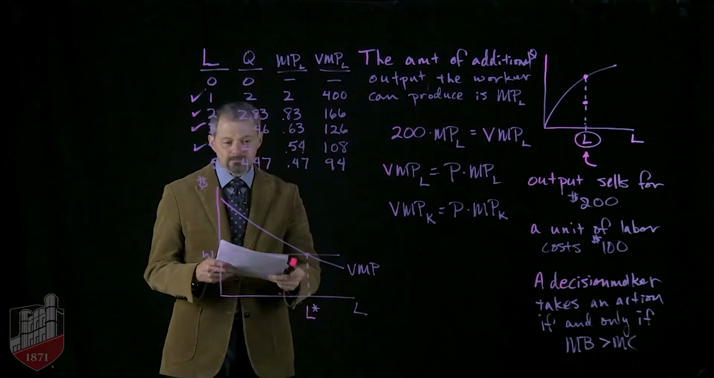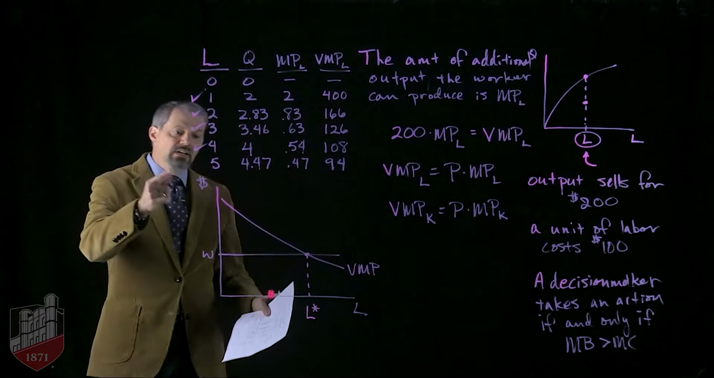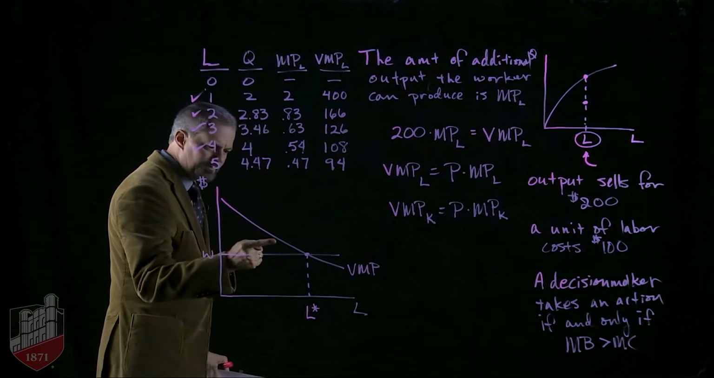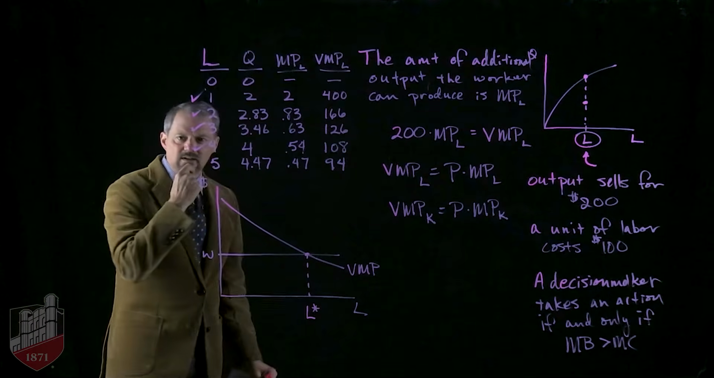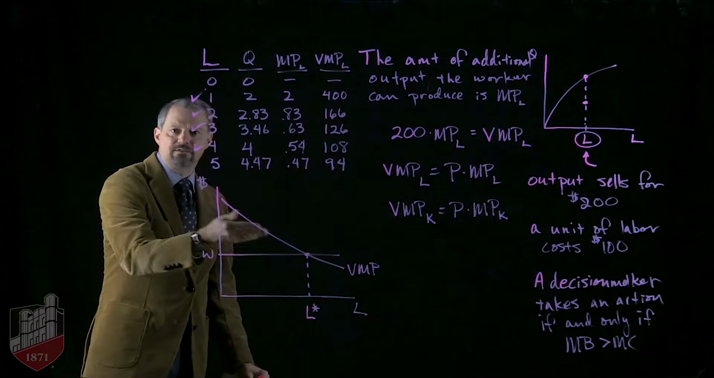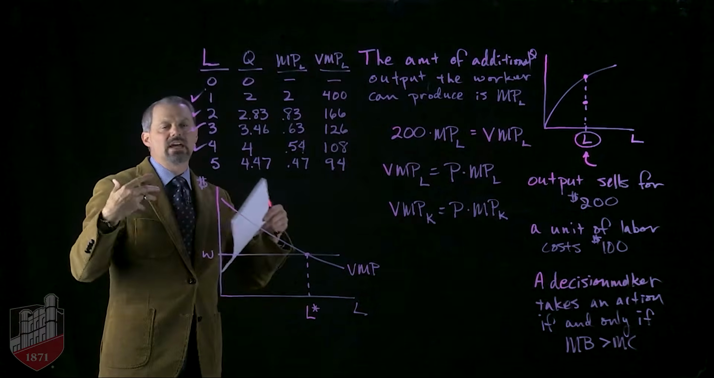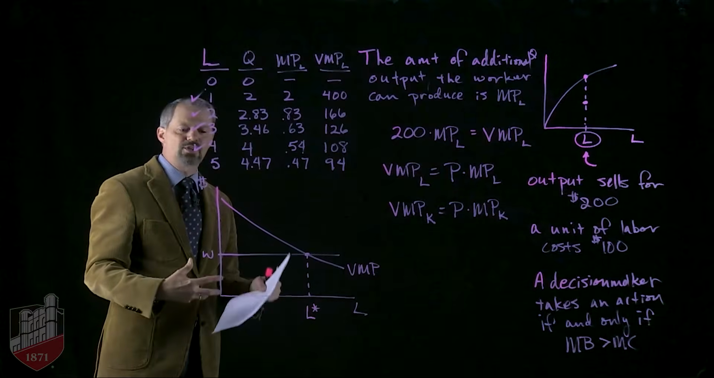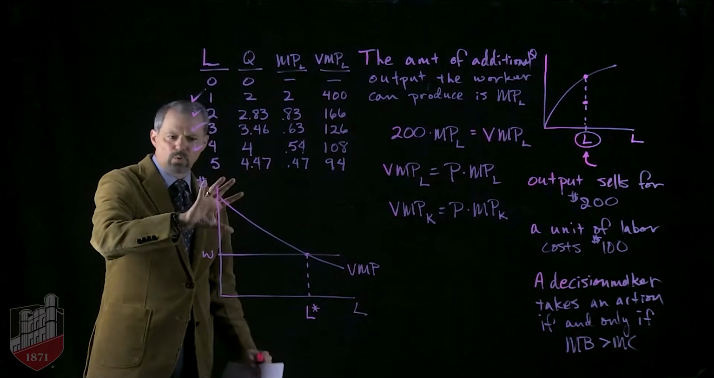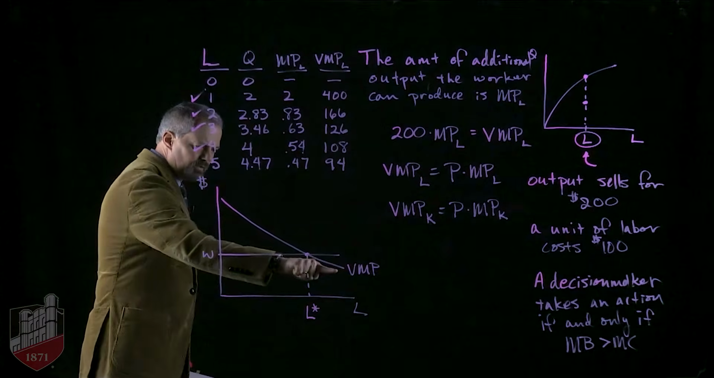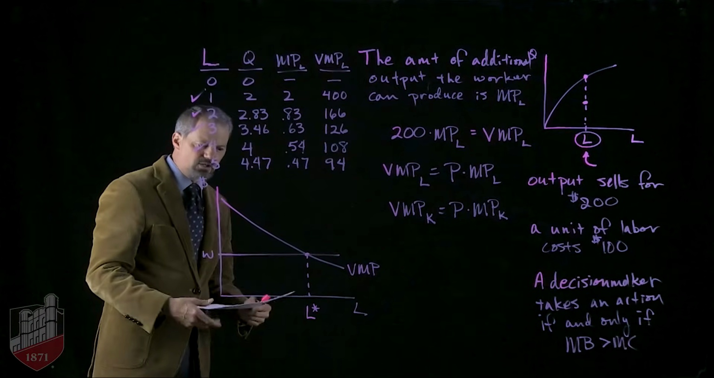Okay. Turns out that this thing that we have described as the value marginal product of labor is actually the demand curve for labor. So if this was a labor economics class and we were talking more about this in more depth, we would define that as the demand curve for labor.